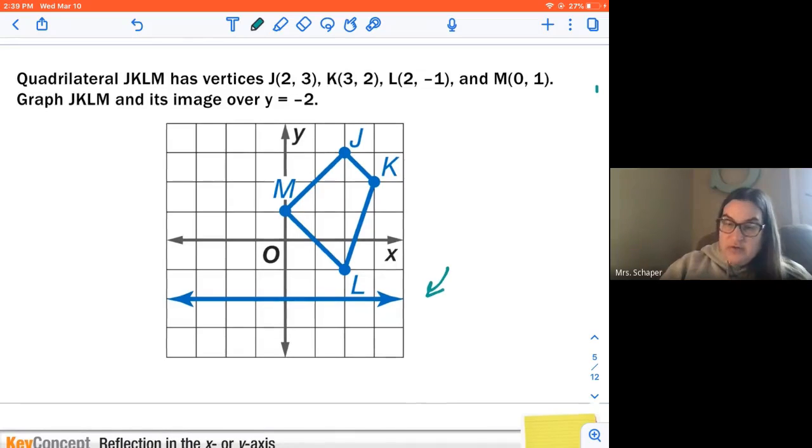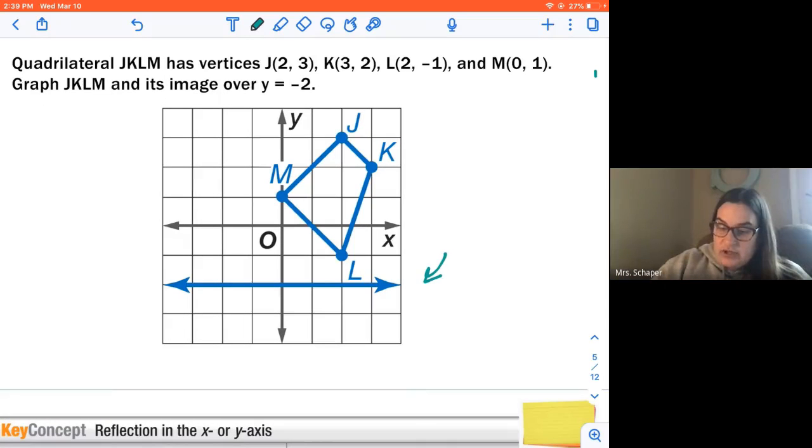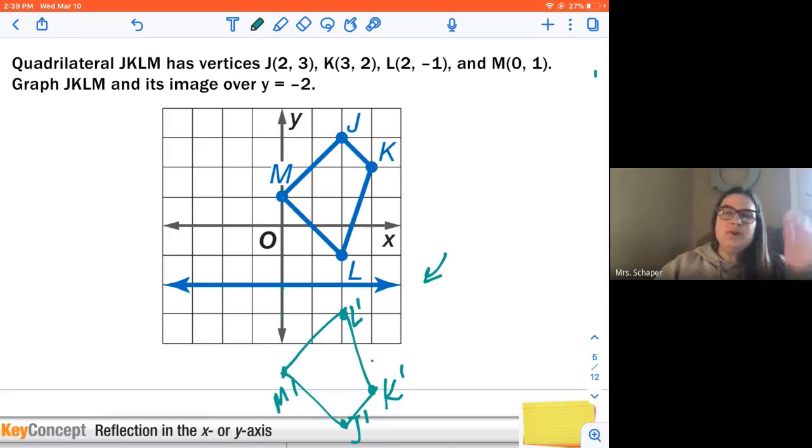So what we're going to do is we're going to do the same exact thing. K is 1, 2, 3, 4 lines above. So it's going to go 1, 2, 3, 4 lines below, K prime. L is 1 above. So L prime is 1 below. J is 1, 2, 3, 4, 5 above. So we're going to go 1, 2, 3, 4, 5 below. And M is 1, 2, 3 above. So we're going to go 1, 2, 3 below. All right. So when you're dealing with reflecting over a horizontal and vertical line, we're just counting. Nothing fancy. Okay. Nothing fancy.